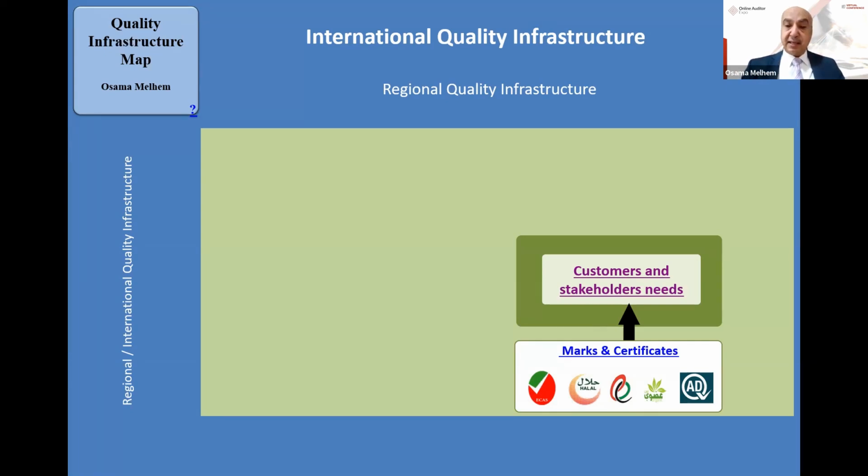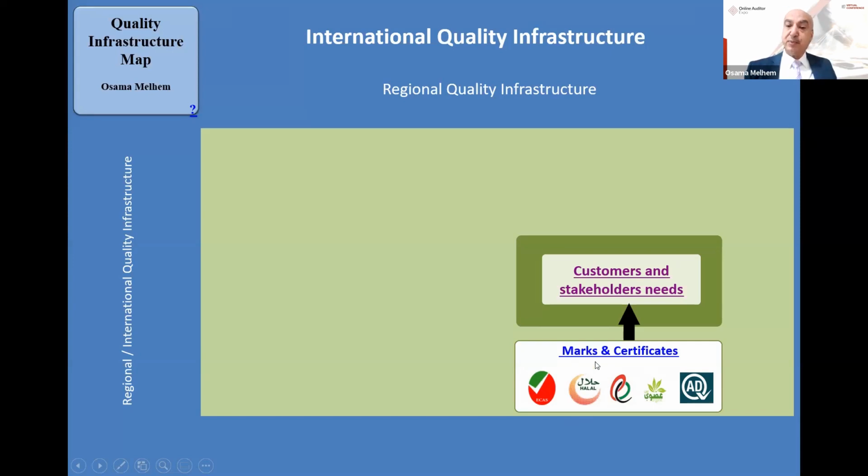Other marks, which are also mandatory, require a third party who inspects, tests, or certifies these products. So the mandatory marks, as I explained previously, are either a self-declaration or based on third-party certification. Another mark we have in the UAE is the halal mark, which is now very well known worldwide.